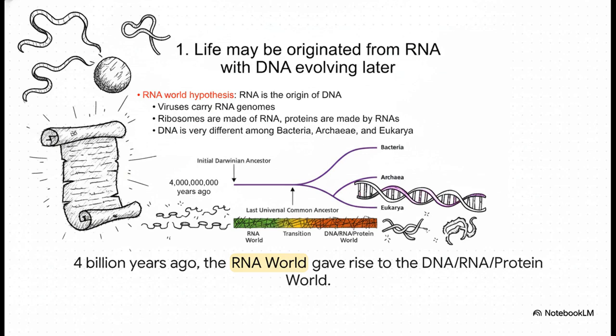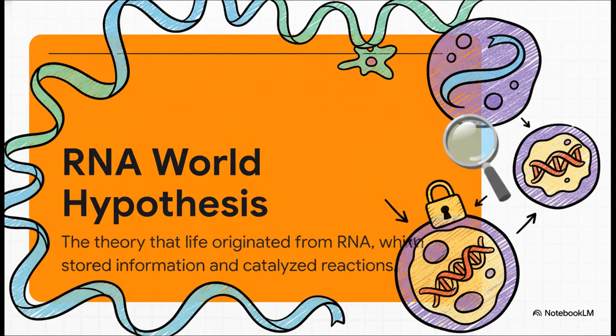Now RNA was this amazing, multi-talented molecule. It could store information, it could get reactions going, but it had a huge flaw. It was really unstable. Kind of like a rough draft written on really fragile paper. And that's the whole idea behind the RNA world hypothesis. RNA was doing it all at the beginning.